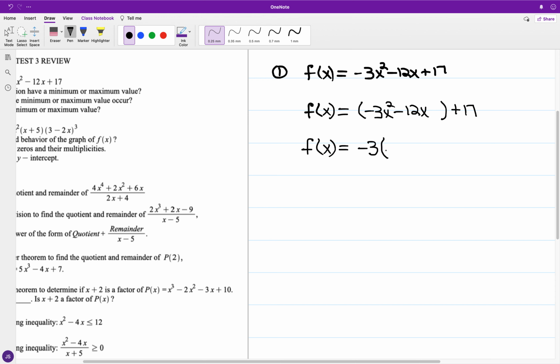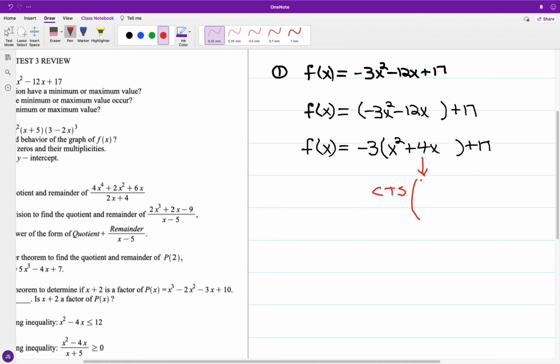So -3 into -3x squared, that would be x to the second. Negative 3 into negative 12x is going to be a positive 4x. Again, we have followed by the addition of 17, and you can double check. You got negative 3x squared, negative 3 times 4x, negative 12x, and plus 17. So we have the conditions where we can initiate the completion of the square.